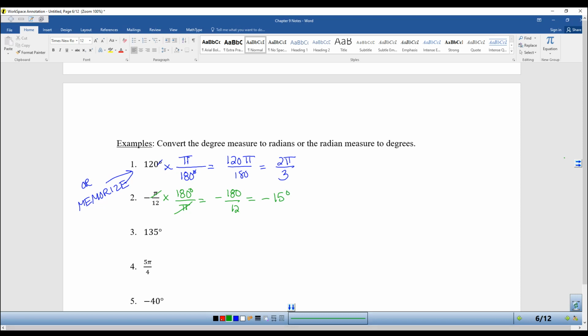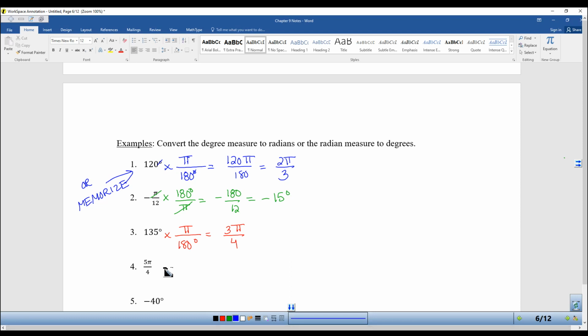135 is in degrees. So I want the degrees to cancel, so I put it on the bottom. 180 degrees is to pi. That's my conversion factor. Now don't actually multiply pi in your calculator. Leave pi in your answer. And then you can reduce that, and it reduces to 3 pi over 4. Again, this one is on our unit circle, so you could just memorize that one.